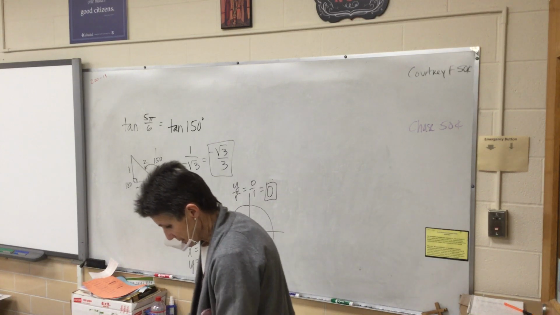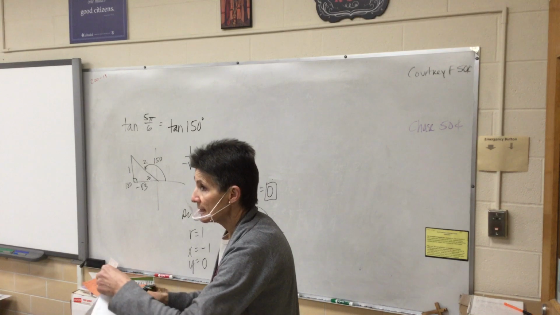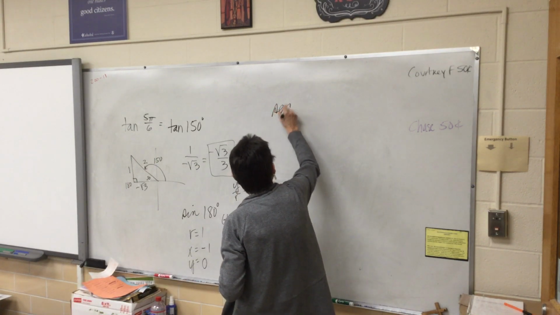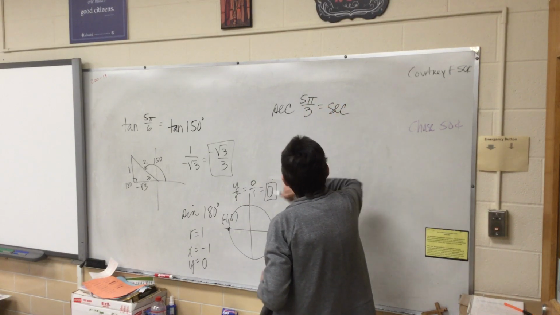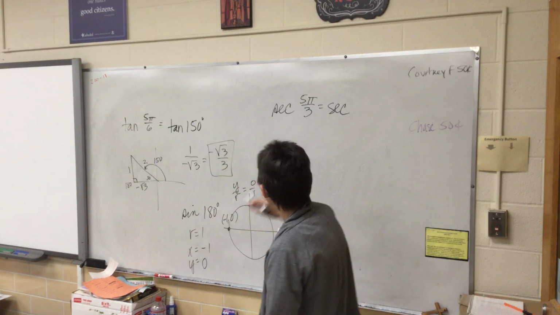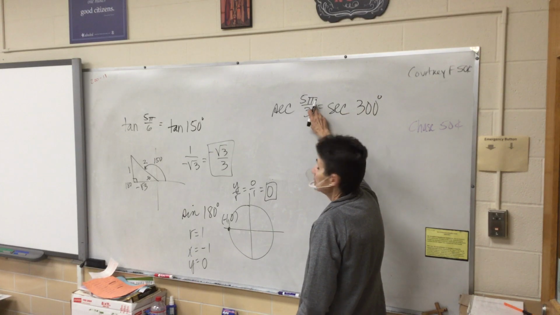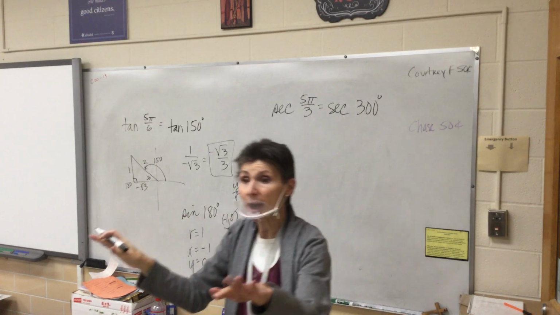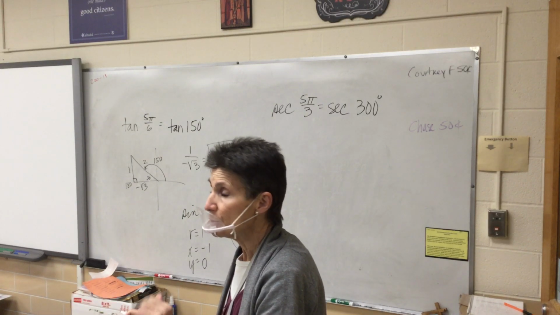One more. Secant 5 pi over 3. In your homework, I've noticed some of you are changing that. You're saying secant 300. 180 divided by 3 is 60 times 5 is 300. And you're stopping. Kids, that's not the answer. You need a fraction.